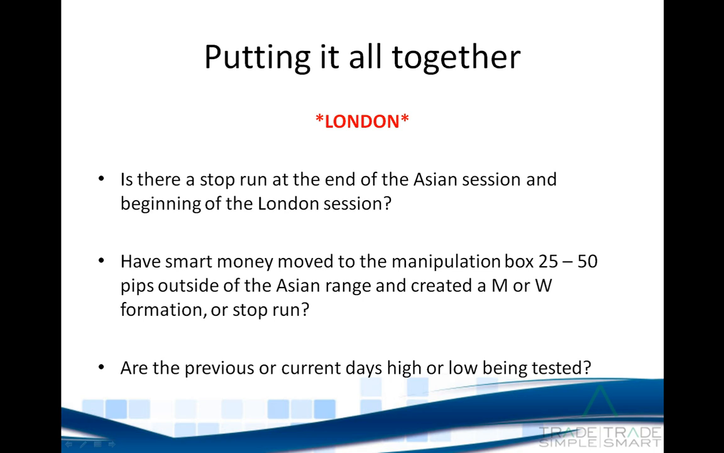Another question and another technical support level to look out for is, are the previous or current day's highs or lows being tested? And we've seen in our examples that both the previous and also the current day's high and low are notorious for the M and W formation, because we generally have trap volume from the previous day in and around these levels, and we also have the induction of breakout traders once the level is broken.